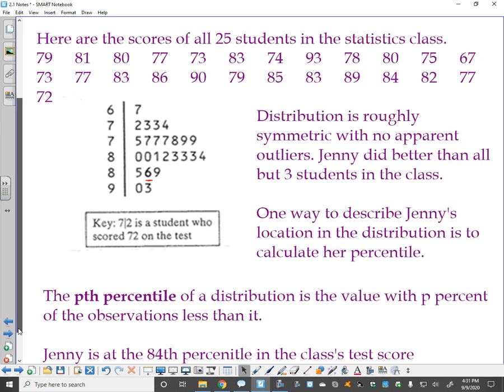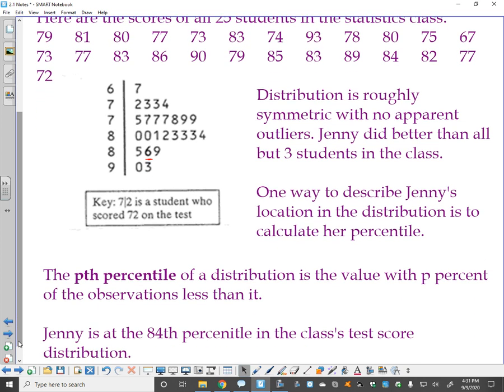One way to describe Jenny's location in the distribution is to calculate her percentile. Now, you guys have gotten some standardized test data back, and they have told you what percentile you're in. If they tell you you're in the 97th percentile, that does not mean that you made a 97 on your test. It means that you scored better than 97% of everybody else who took the same test. The pth percentile of a distribution is the value with p% of the observations less than it.